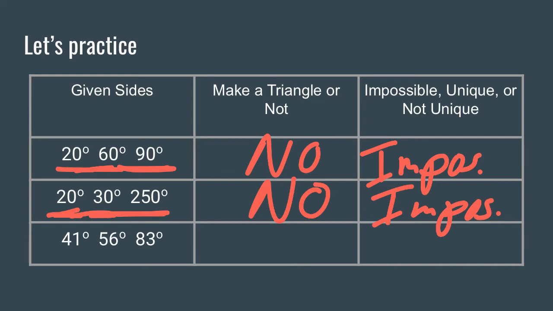But what about this one? 41, 56, and 83. Well, if I add those together, they actually add up to 180. The 1, the 6, and the 3 is going to give you 10. Plus 40 is 50. 50 plus 50 is 100. And 100 plus 80 is 180. So this is yes, you can draw. The question is, well, how many can I draw? Is it going to just be one, or is it going to be more than one and therefore be not unique? So that's something we have to look at.